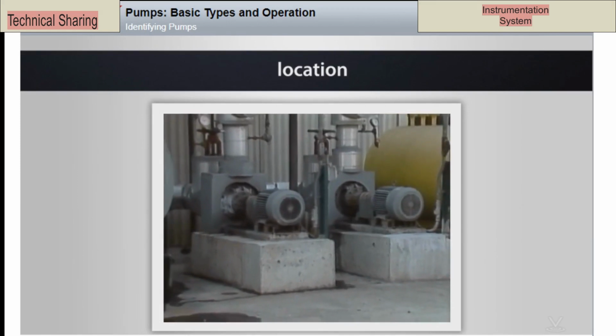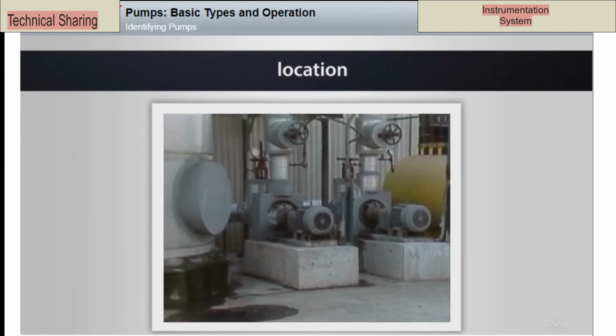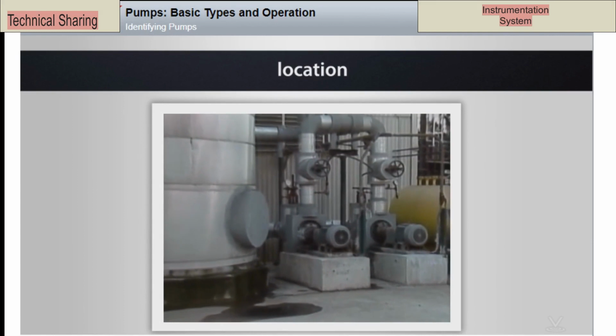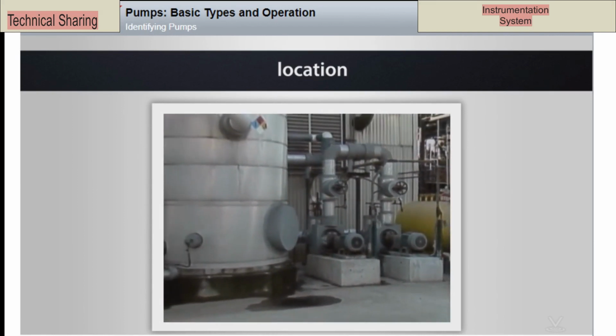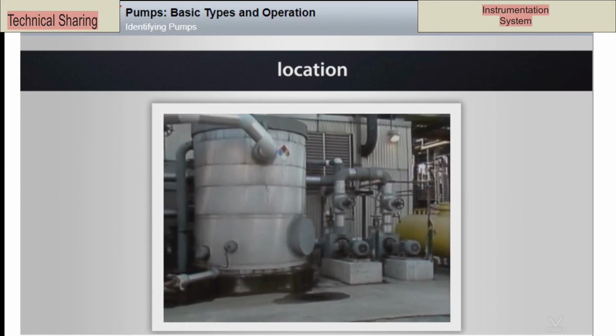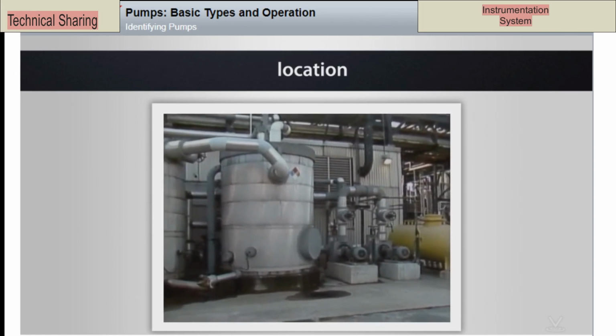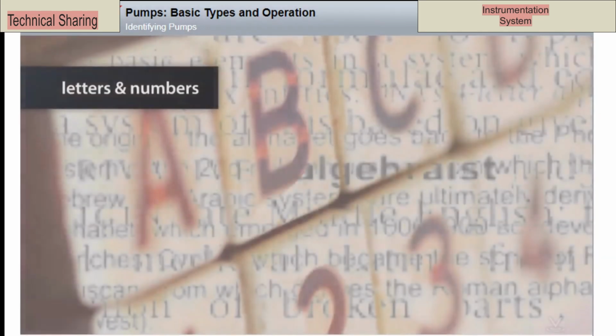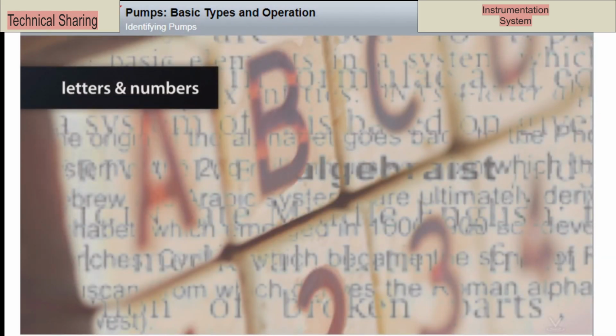Location. Another way that a pump can be identified is by its physical location. For example, these pumps are located at the point where liquid enters a process, so they can be called inlet pumps.